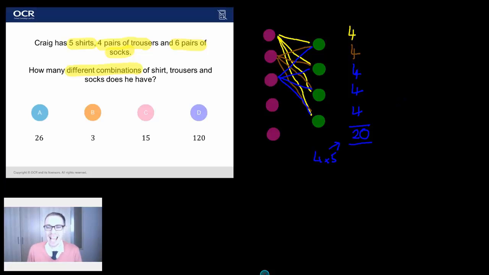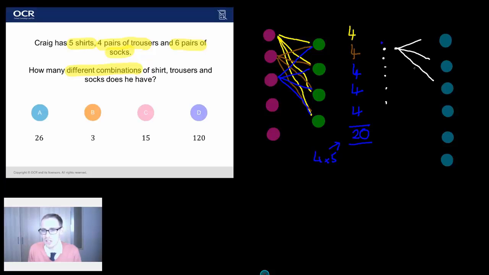But now, imagine I've got those 20 combinations, and then I've got to start thinking about my pairs of socks. So let's imagine my socks are this colour. So I've got 1, 2, 3, 4, 5, 6 pairs of socks. So each of those 20 combinations will be little things like this. Well, in fact, let me go for a white so you can see. So I've now got 20 combinations going on, and each one of these 20 could go with 6 pairs of socks. And every one of those would be completely different.